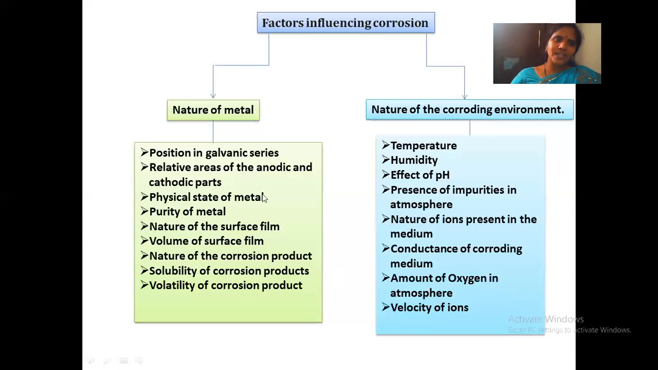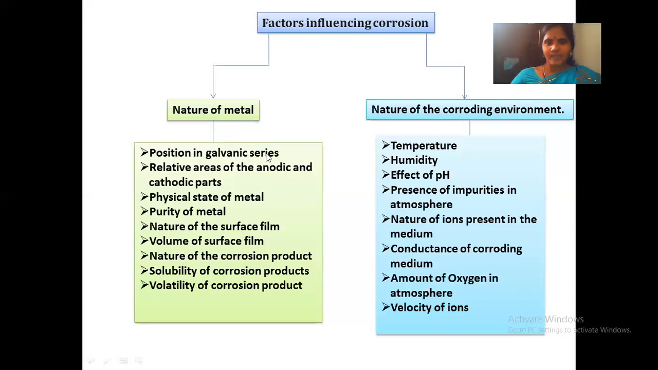Let's move on to the nature of metal. As we know, the major cause of metal corrosion is the metal itself. The metal is unstable, so it tries to convert into its stable form, and that is a major cause. Let's see what the other major factors are that influence the corrosion.